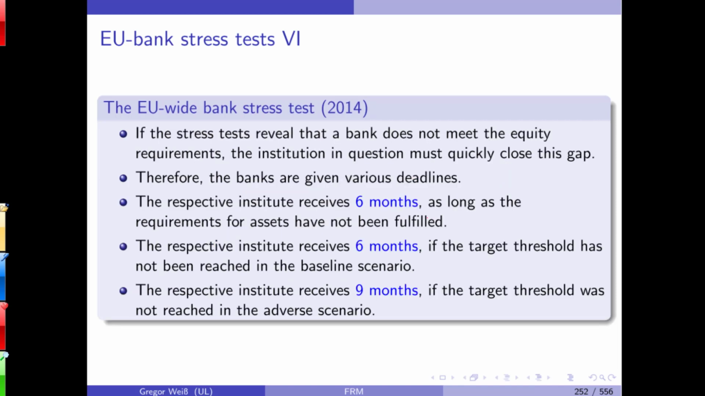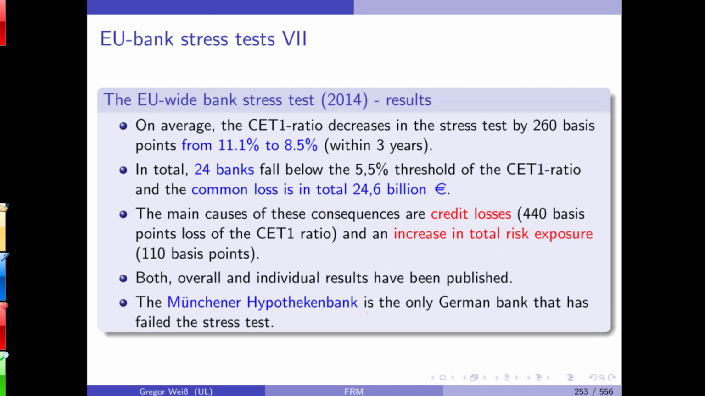And if the stress test reveals that a bank does not meet the equity requirement, the institution in question must quickly close this gap. Therefore, you have several deadlines: a bank receives a 6 months deadline if the target threshold has not been reached in the baseline scenario, and 9 months if the target threshold was not reached in the adverse scenario. So you had some time to comply with these thresholds, these capital requirements.